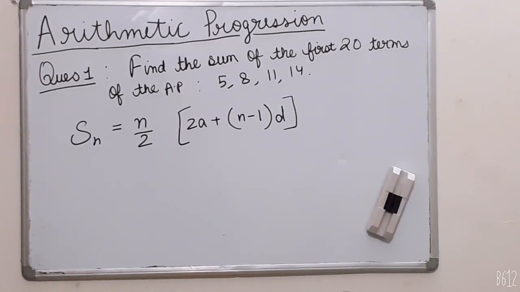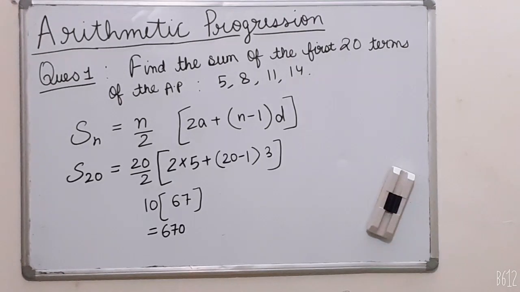So the formula is Sn is equal to n by 2 in bracket 2a plus in bracket (n minus 1) whole d, bracket close. As we put the values in the formula, here a is 5 and d is 3. So we get the answer as 670. So the sum of the first 20 terms of this AP is 670.